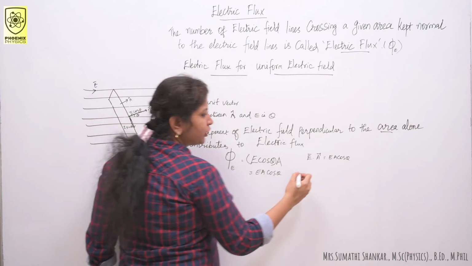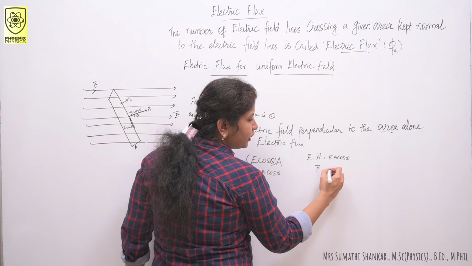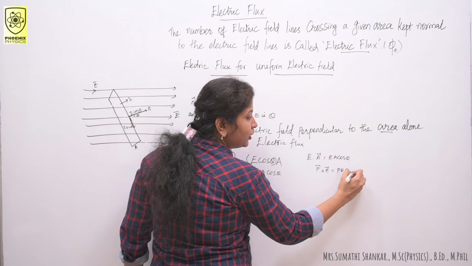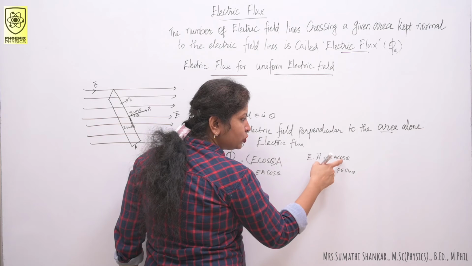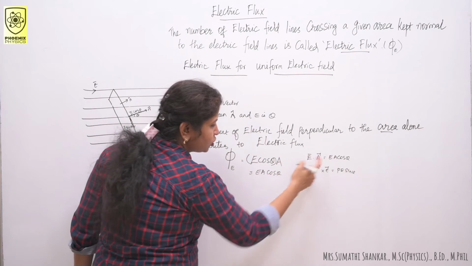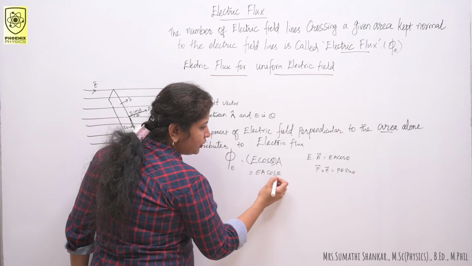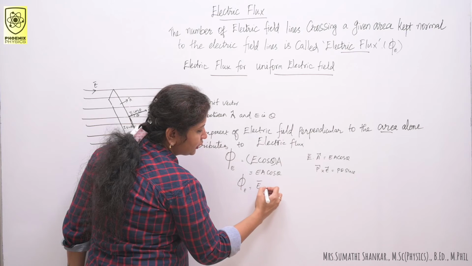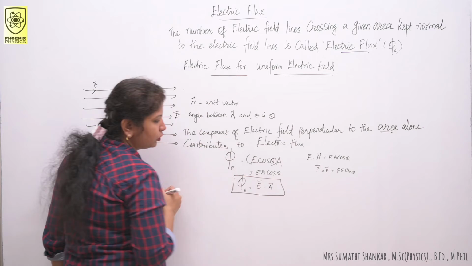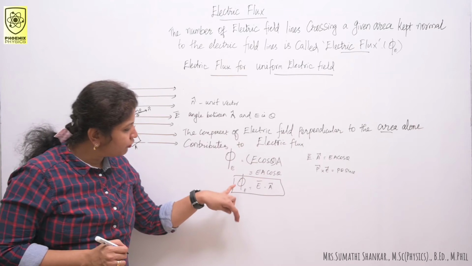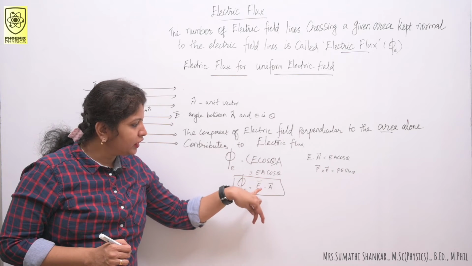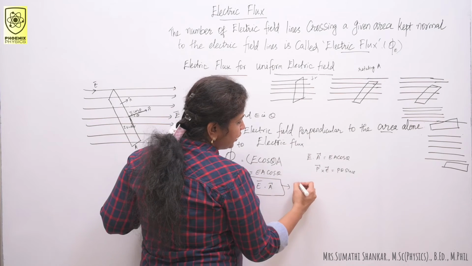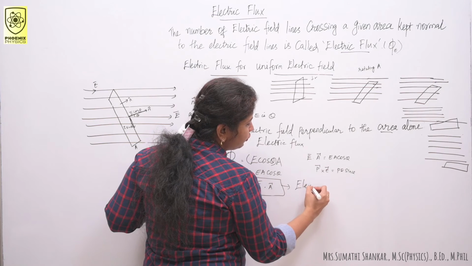If it is a vector product, like P cross E, you know that for the cross product you simply write PE sin theta. This is a scalar product, so you should write EA cos theta. Here also I have EA cos theta. Instead of EA cos theta, you can write phi E is equal to E vector dot A vector. So the electric flux phi depends on the electric field and the area. This is nothing but electric flux for a uniform field.